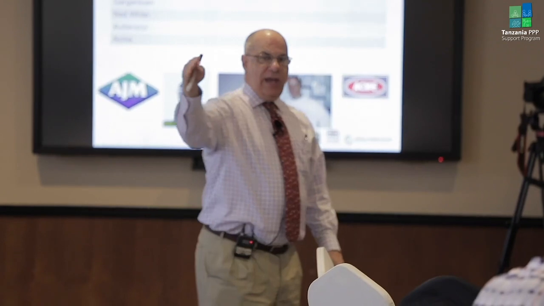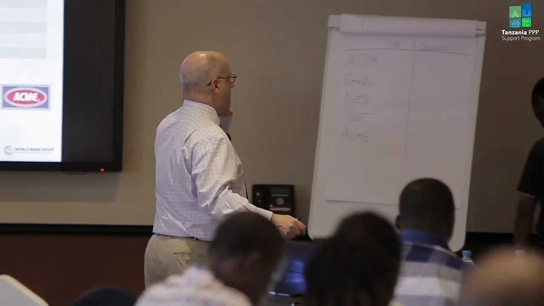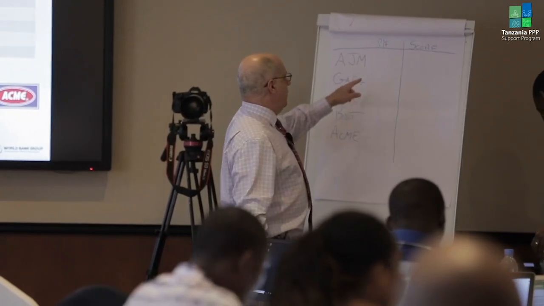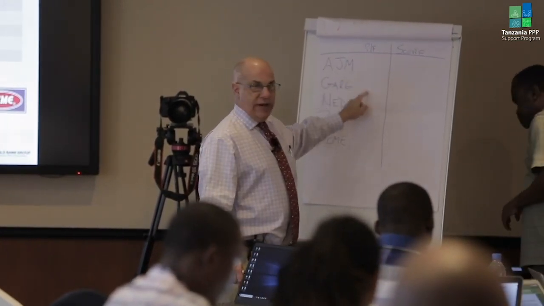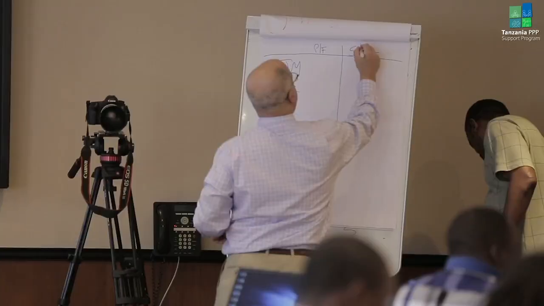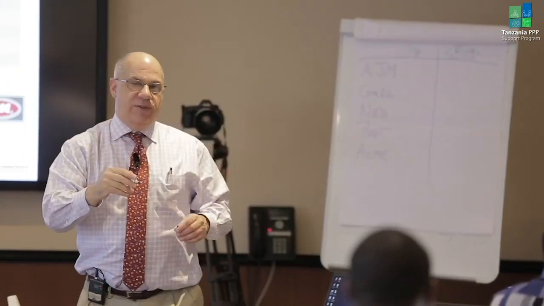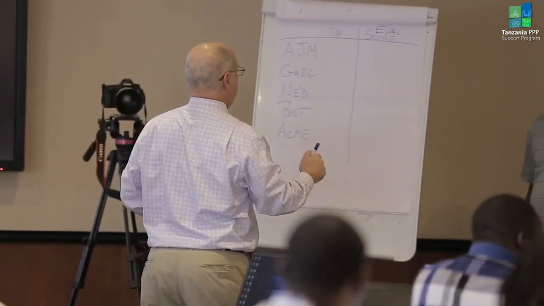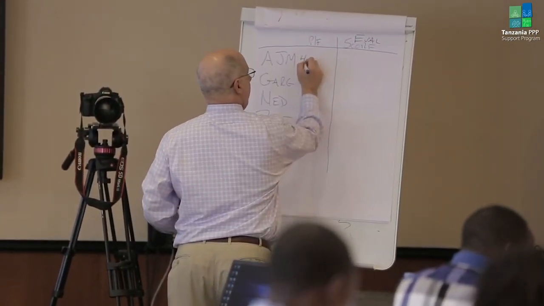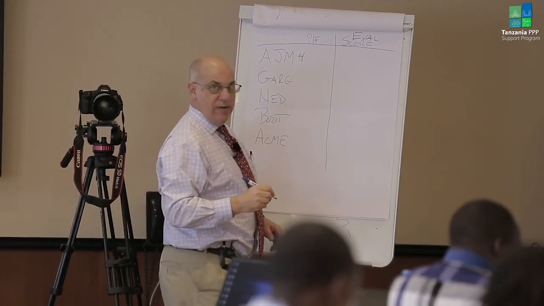I'm going to go table by table. And when I come to your table, I want you to do two things. I want you to give me the pass-fail score as I call out each one. Actually, for instance, like AJM, you give me the pass-fail, and you give me the evaluation score. And we'll just keep going down. Okay, so who's going to give me the scores for this table? Okay, so for AJM, what was the pass-fail? 4, okay. And what was the evaluation score?